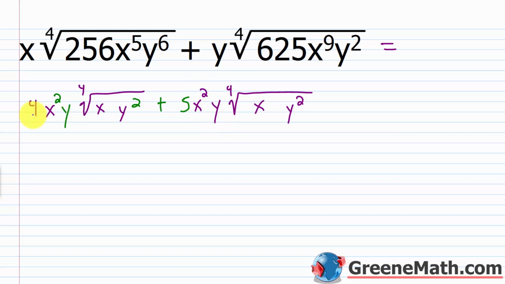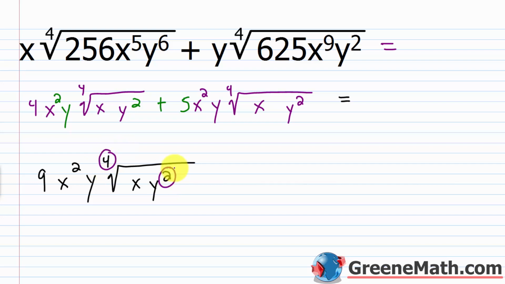So look at what you have. You have 4x squared y and 5x squared y. So those are like terms. And then you have the fourth root of xy squared and the fourth root of xy squared. Those are like radicals. So all we need to do is just add 4 plus 5 is 9, and then times x squared y. And then this is times the fourth root of xy squared. Now, between this guy right here and this guy right here, you have a common factor of 2.